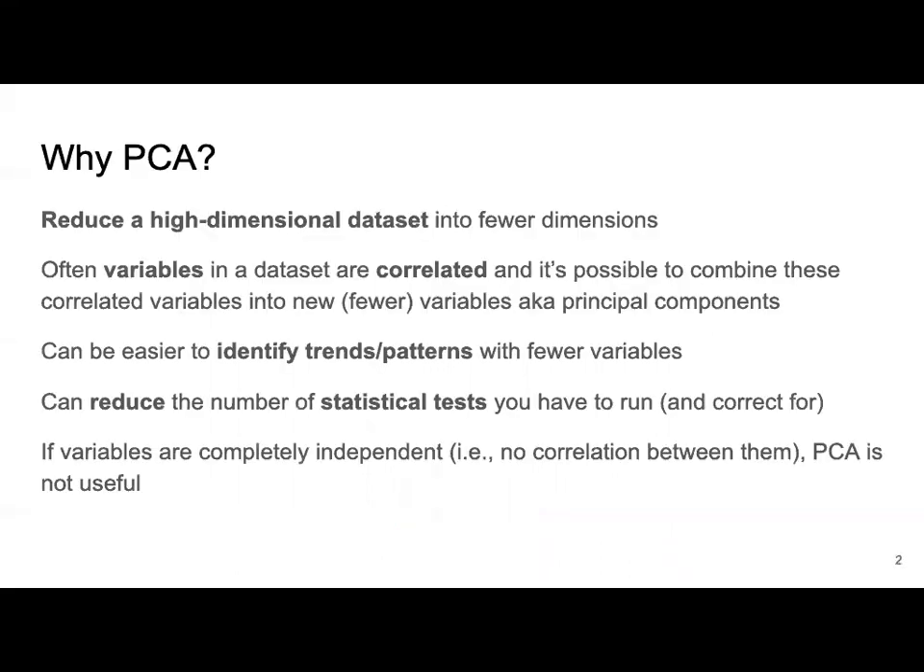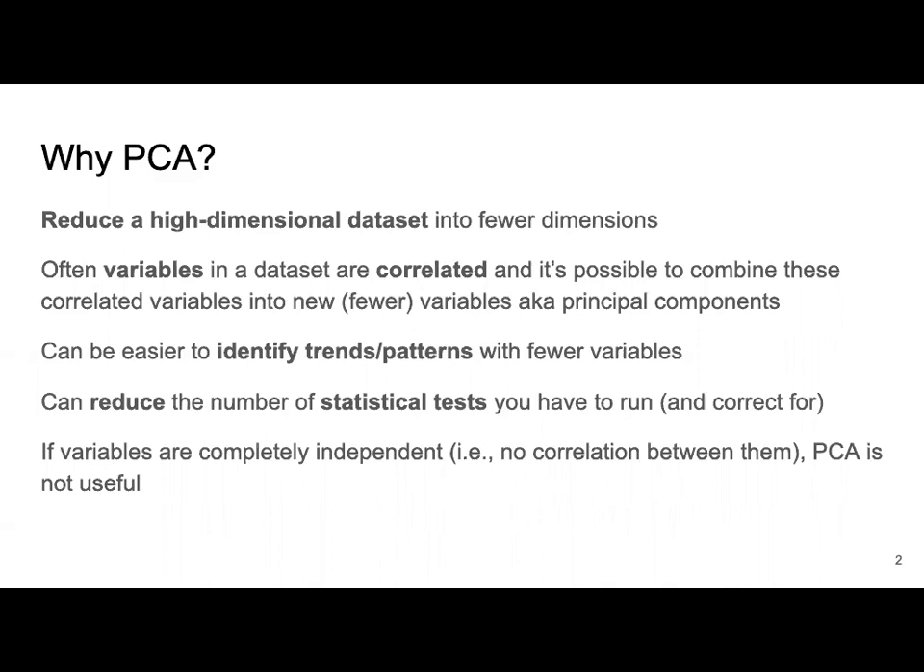Okay, so why do we use PCA? Generally it's to reduce a high dimensional data set into fewer dimensions. And when we say dimensions, we basically just mean variables. So in your case, Hilary, if you have 3 variables, is there a way that we can combine those together to maybe just have 1 or 2 variables? Often variables in a data set are correlated, and it's possible to combine these correlated variables into fewer variables, also known as principal components. And then when you have fewer variables, it can be easier to identify trends or patterns in the data set, and it can also reduce the number of statistical tests that you have to run as well as correct for.